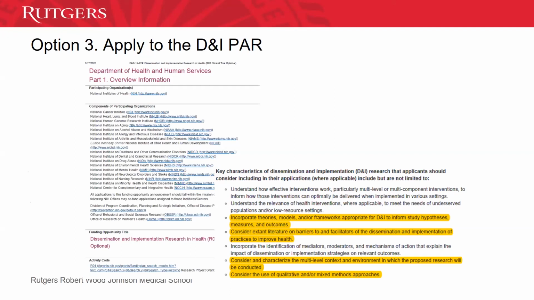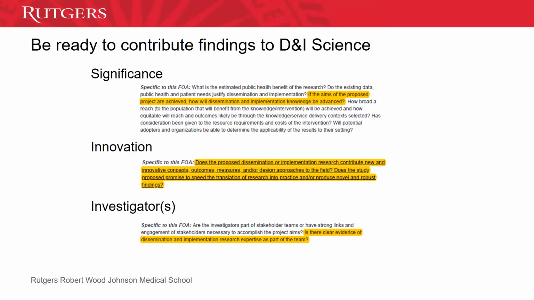So if you move to the next slide, you can see three of the main areas that they will look for. In terms of significance, how is this going to actually contribute to DNI knowledge that would be advanced? In innovation, they're looking for novel methods and findings. And in the investigative team, part of the review criteria is whether there is clear evidence of DNI research expertise on the team. So if you're going to go for that program announcement, you need to be very mindful that there is an additional bar: in addition to the program announcement, you're really going to want to contribute and be able to demonstrate that you're contributing to the science.